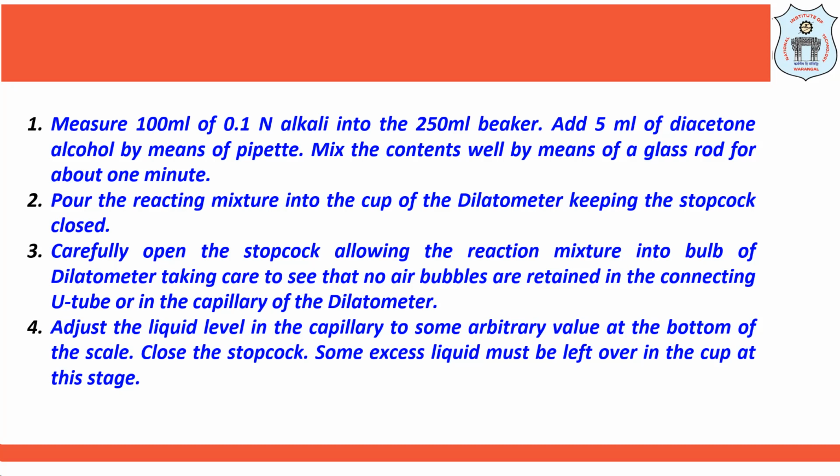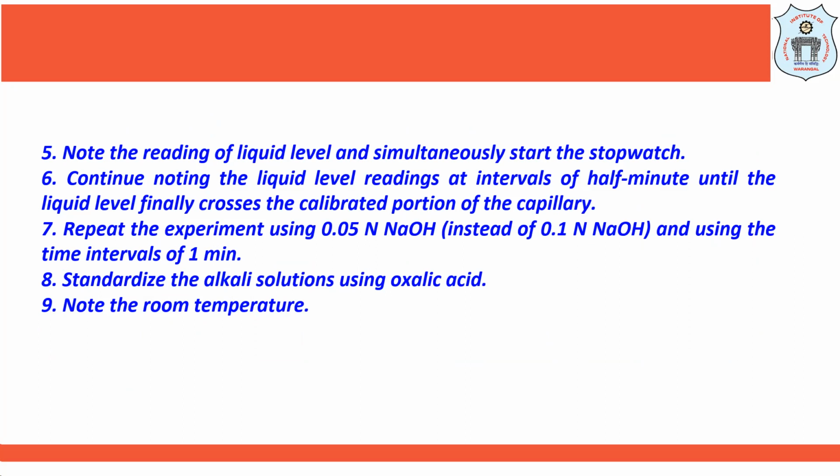taking care that no air bubbles are retained in the connecting U-tube or in the capillary of the dilatometer. If there is any air bubble, that will give us some error in the calculations. Then we adjust the liquid level in the capillary to some arbitrary value at the bottom of the scale. Then we close the stop clock, and some excess liquid must be left over in the cup at this stage. We then note the reading of the liquid level and simultaneously start the stopwatch.